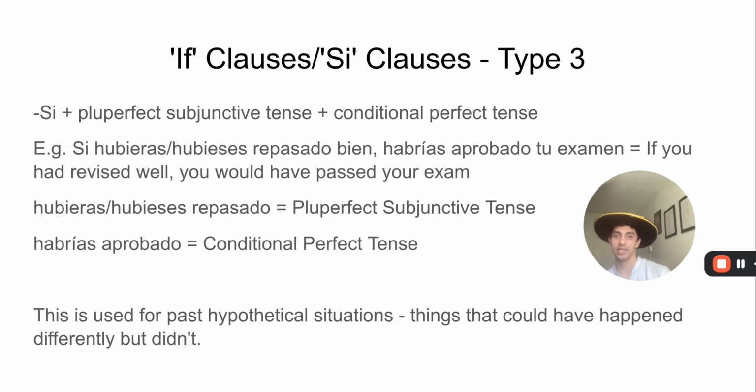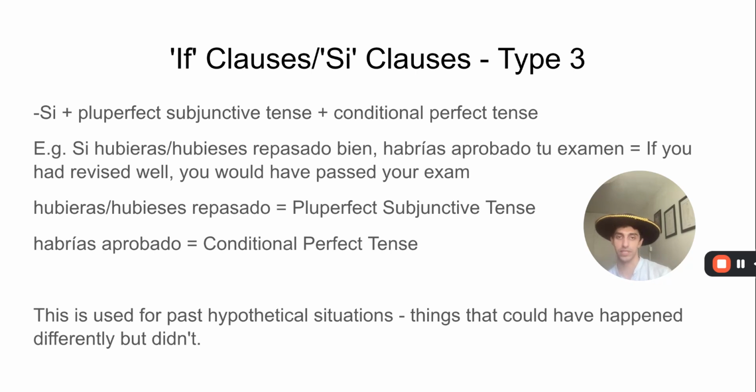So you can see that as we go through the if clauses one by one, we're becoming more and more hypothetical or more imagined in nature. So this type 3 C clause is actually used for past hypothetical situations. So things that could have happened differently, but didn't. And that's what you're expressing here. What could have happened in the past.